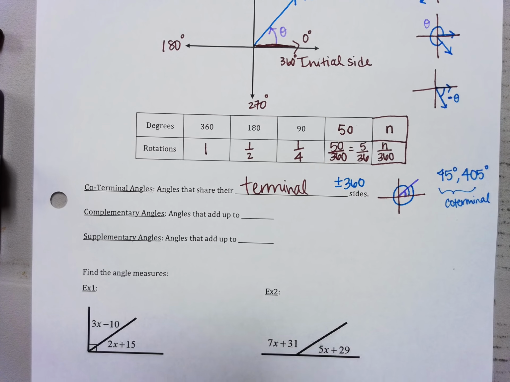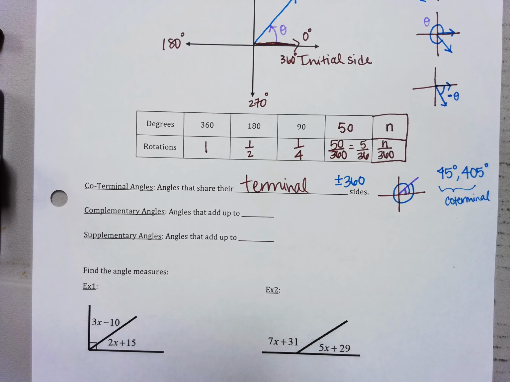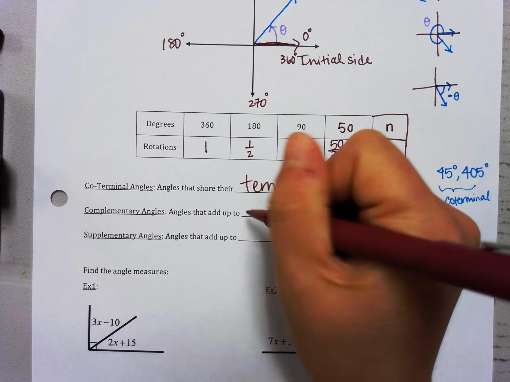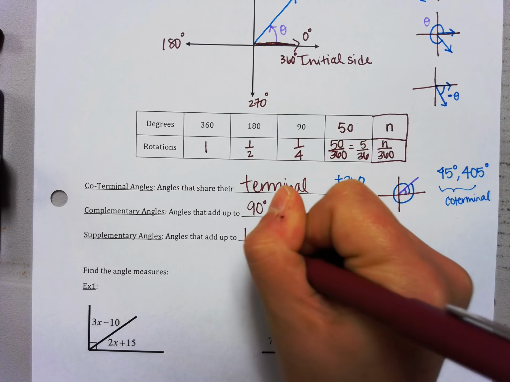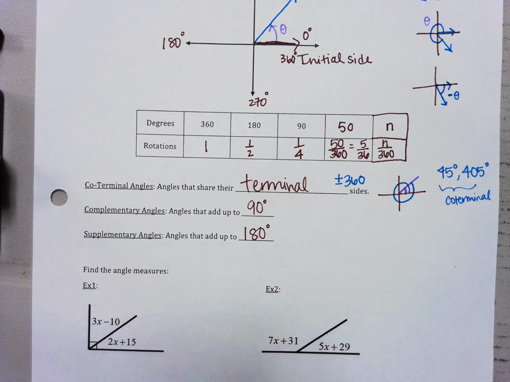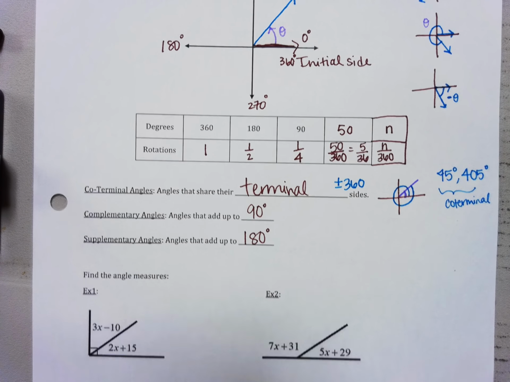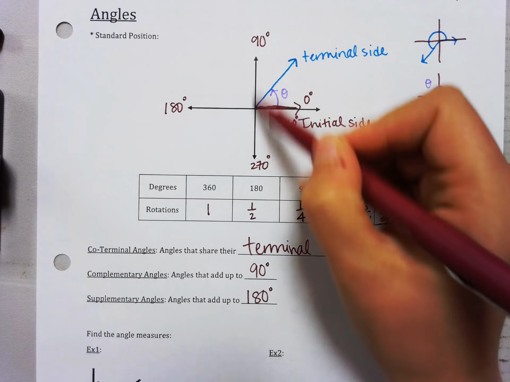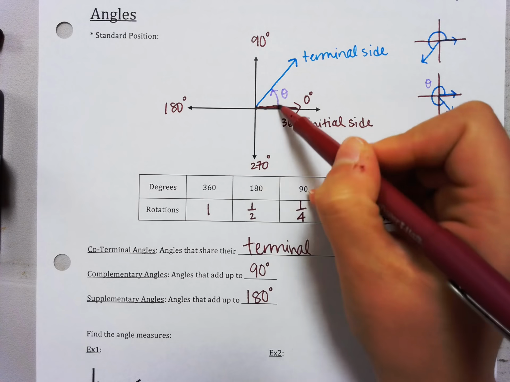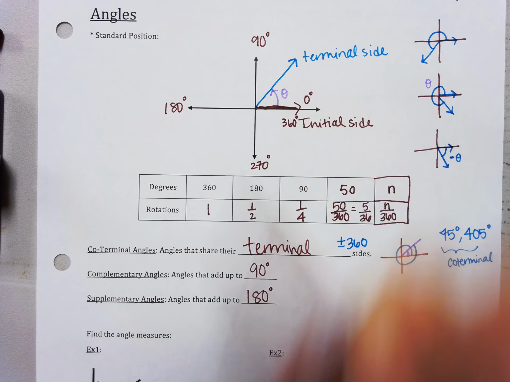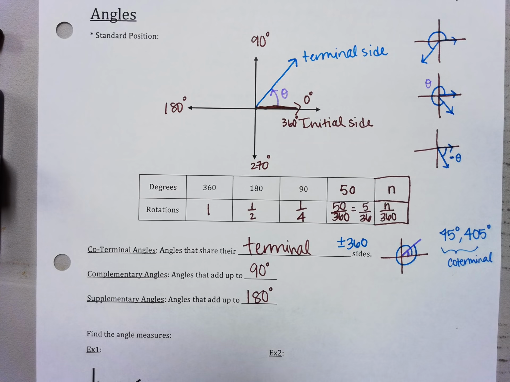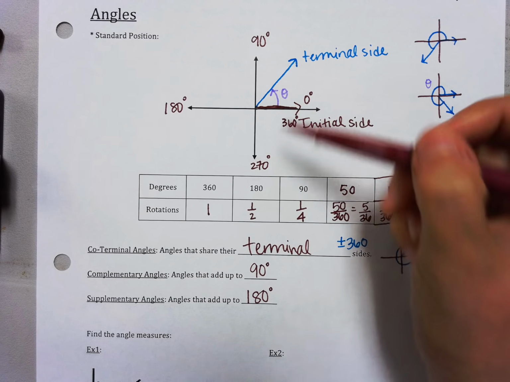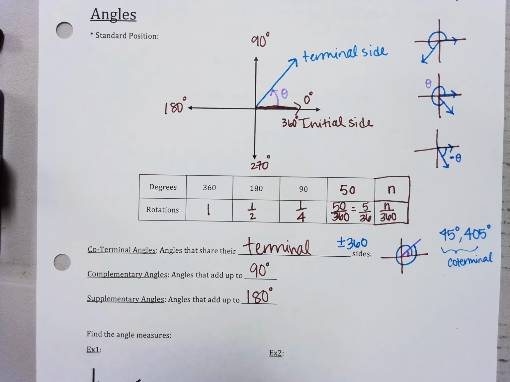Second part is looking at complementary and supplementary, which you probably remember these terms from algebra or geometry and/or algebra 2. Complementary angles are angles that add up to 90 degrees, and supplementary angles are angles that add up to 180. Why this is important is if we look at our Cartesian plane, these are all 90-degree angles that are formed, and these are all 180-degree angles that are being formed. So we deal with this idea of complementary and supplementary a lot when we're dealing with these angles that are formed in these two different places.